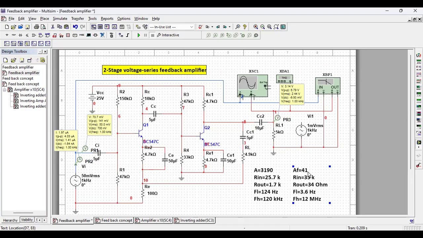So gain has reduced as we expected. How much it has reduced? We have seen that its beta factor is 50. So it should have reduced by 3190 divided by 50. It should have been 63. But what we got is 41. That is because of the tolerances of various components and also the reactances. Right? Anyway.